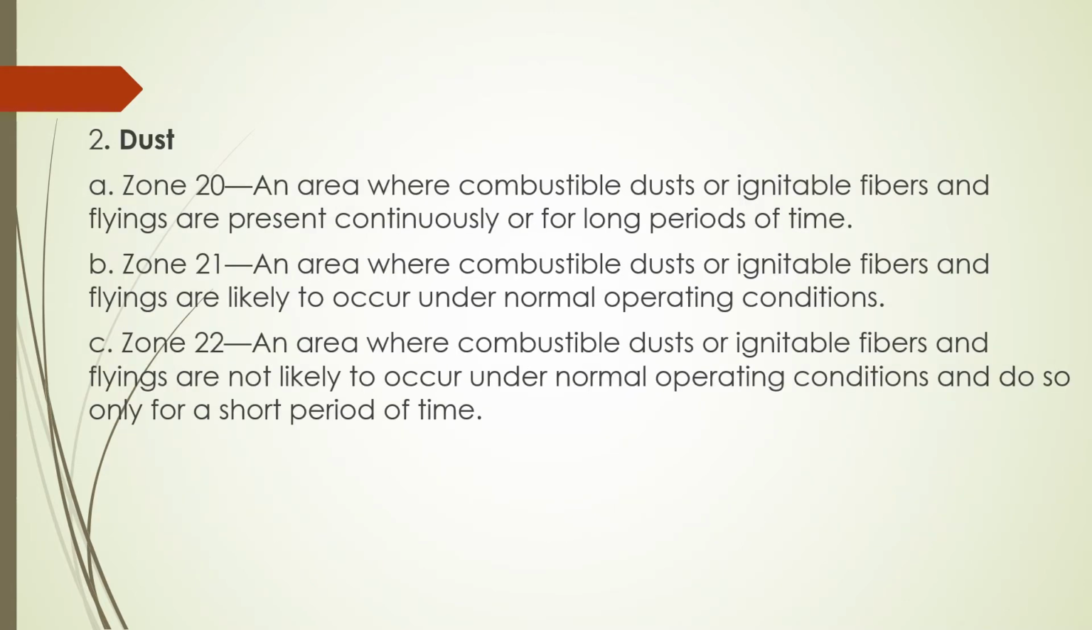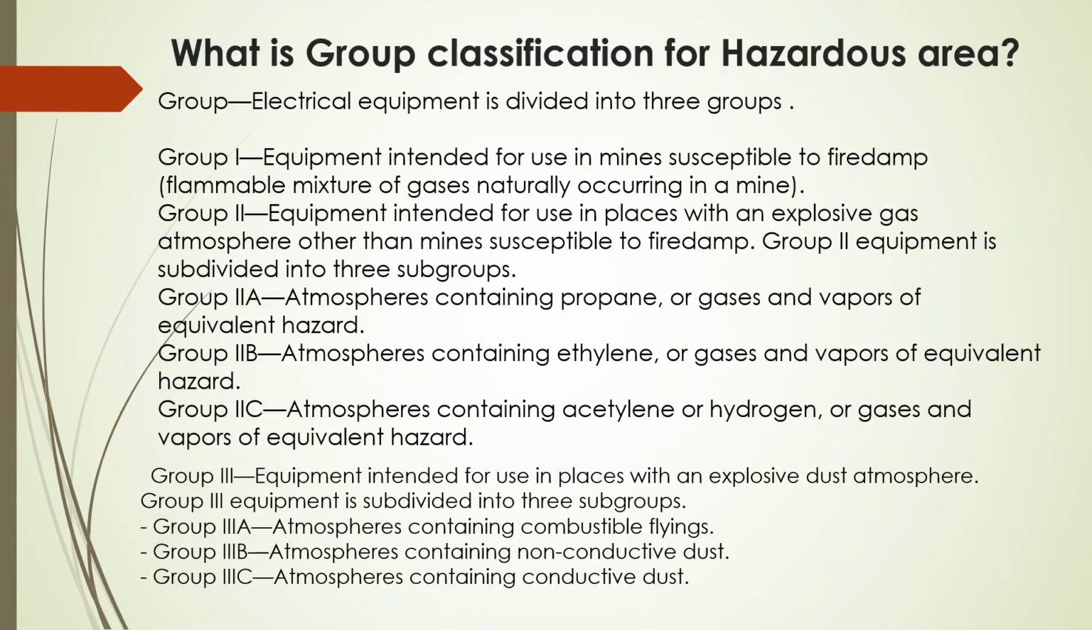Dust. Zone 20. An area where combustible dust or ignitable fibers and flies are present continuously or for the long periods of time. Zone 21. An area where combustible dust or ignitable fibers and flies are likely to occur under normal operating conditions. Zone 22. An area where combustible dust or ignitable fibers and flies are not likely to occur under normal operating conditions and do so only for a short period of time.